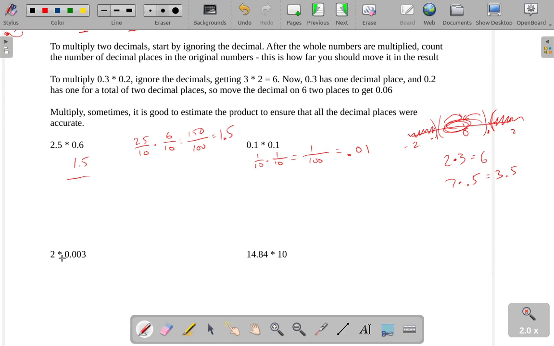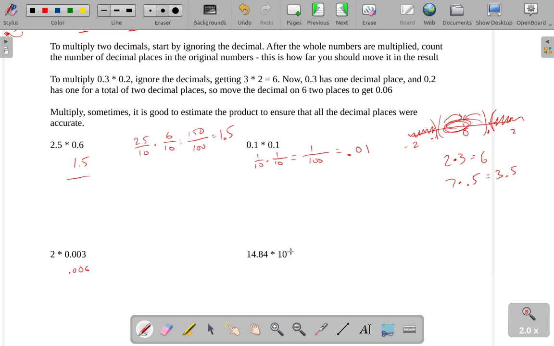Now, with something like 2 times 0.003, so 2 times 3 thousandths, I wouldn't bother doing any of that. I would just use the fact that I'm doubling this to double each of the digits individually. And since there's no carryover, we get 0.006. That's pretty easy. 14 times 8.4.